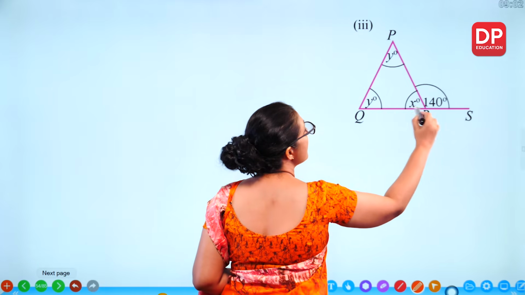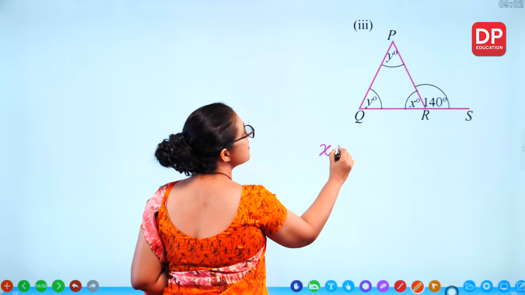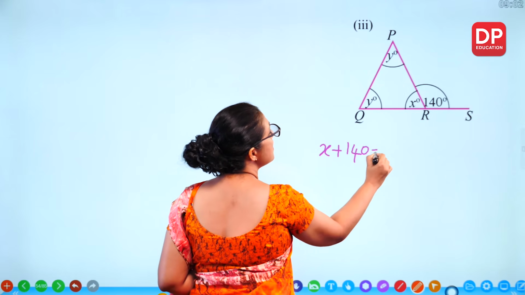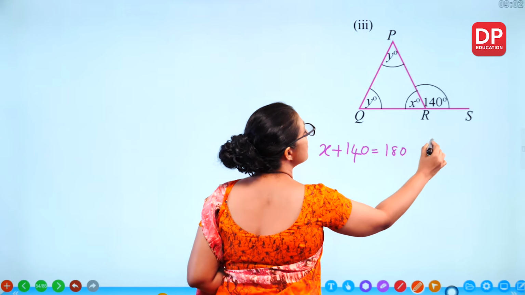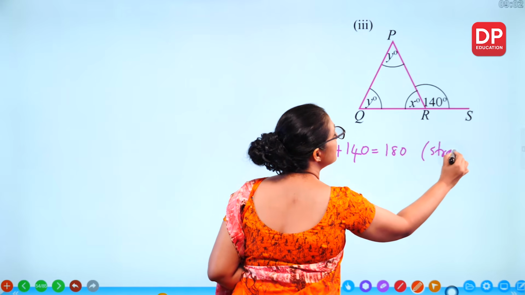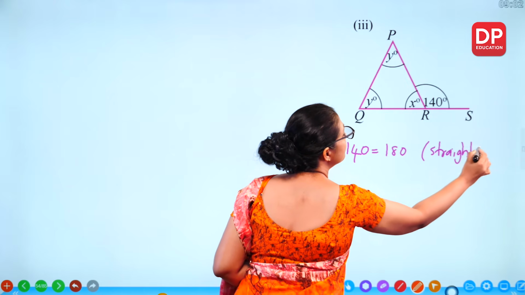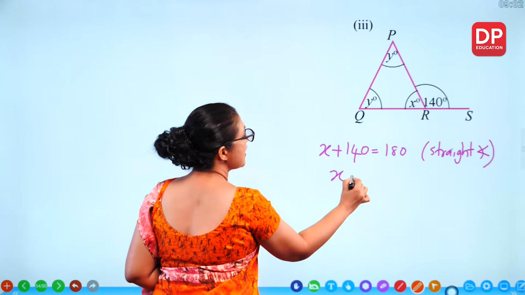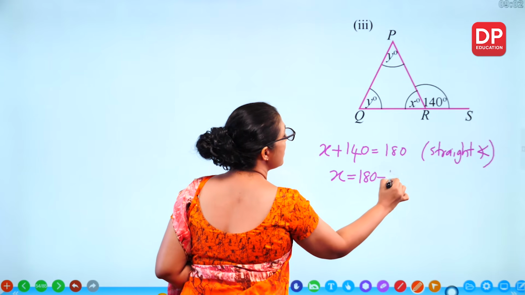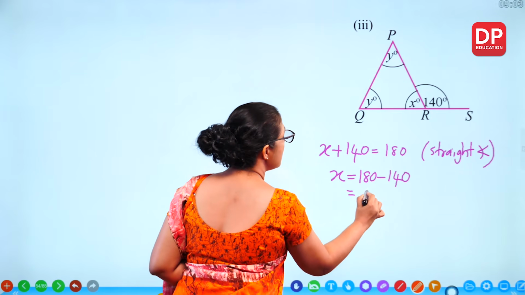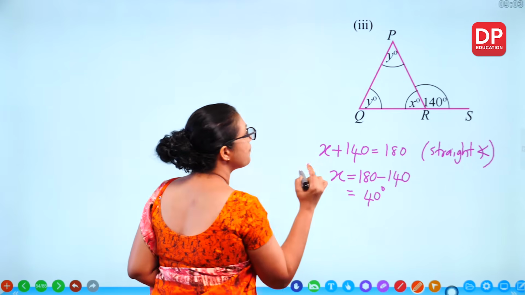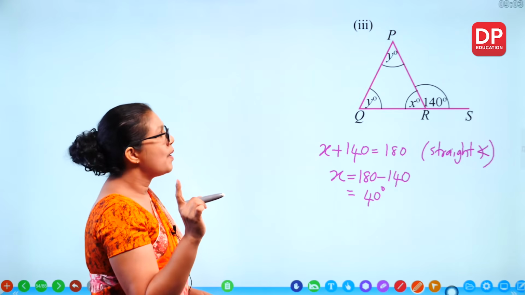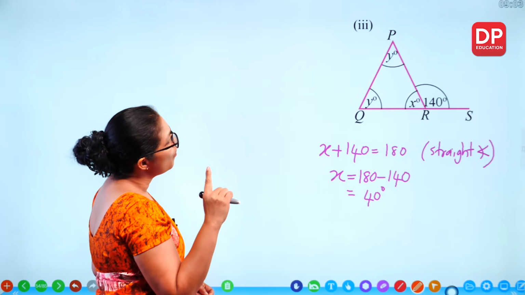This one, first you can find x. This is a straight line. So what's x? X plus 140 is 180 because straight angle. Now, what's x? 180 minus 140, that's 40 degrees. Now we found out x value. How do we find out y?